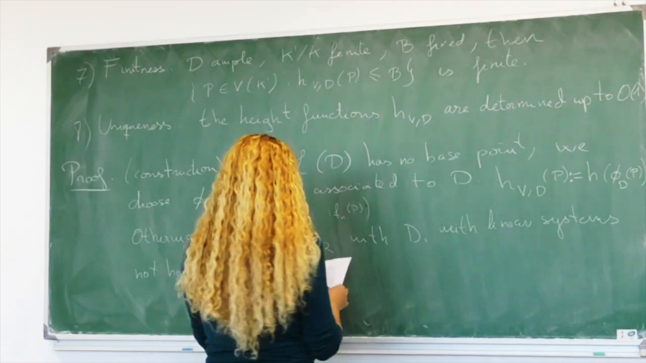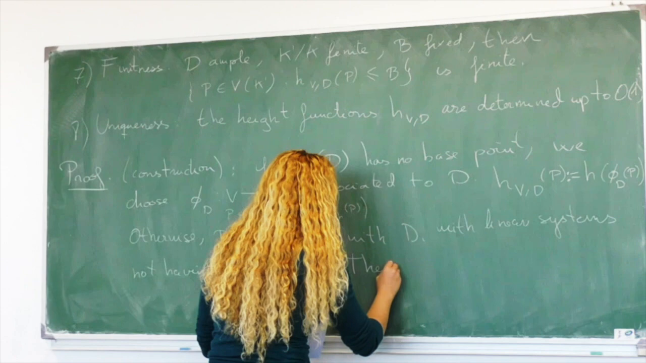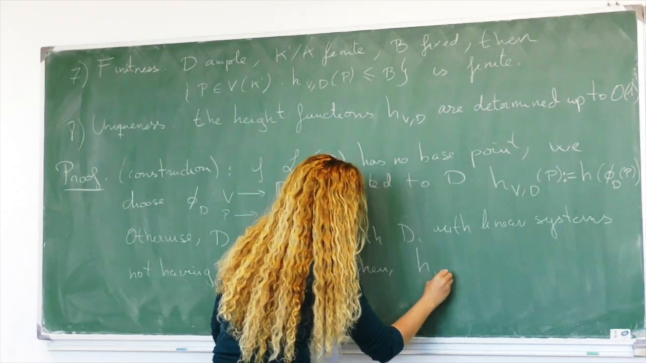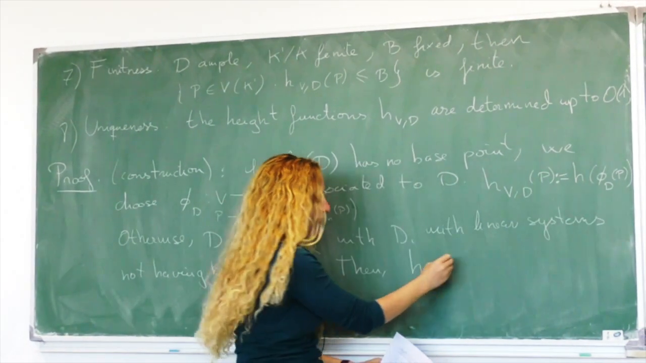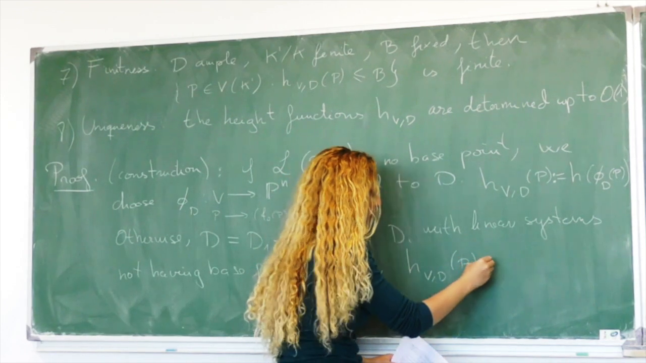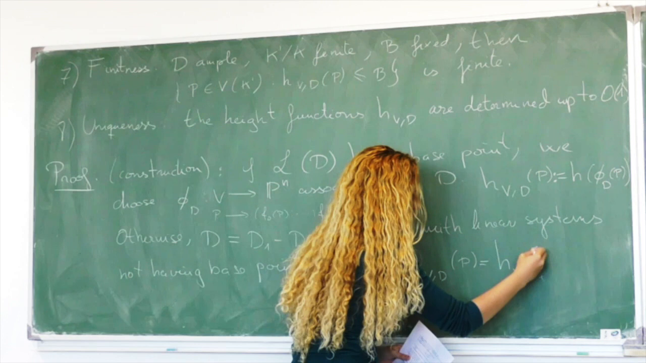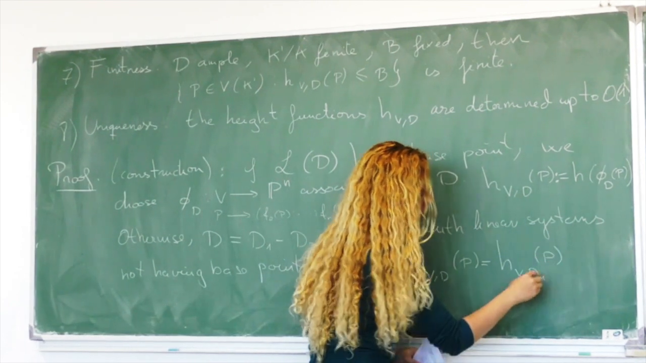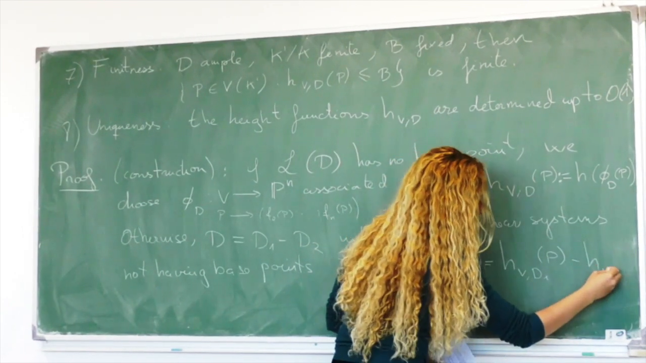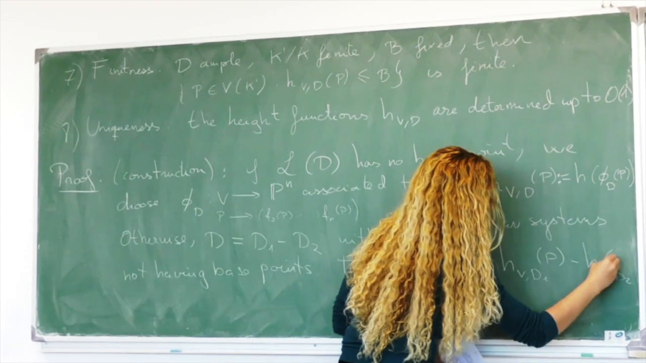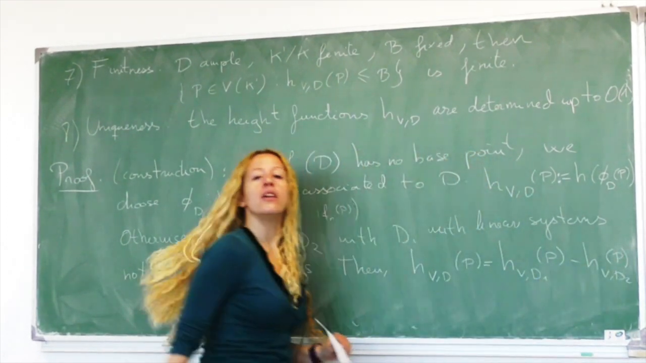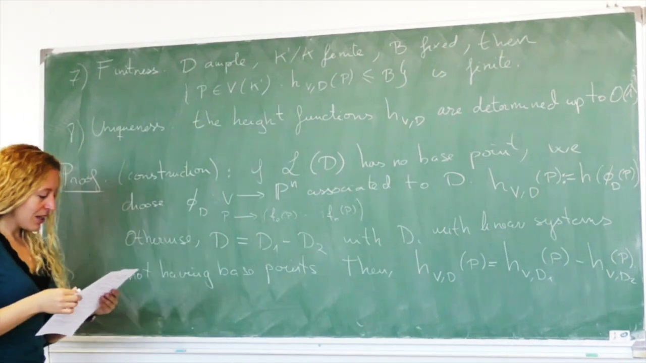So in this case, what we do is that we define the height on B given by the divisor D on a point P to be the difference of the heights corresponding to the divisors D1 and D2. So we define it like this.